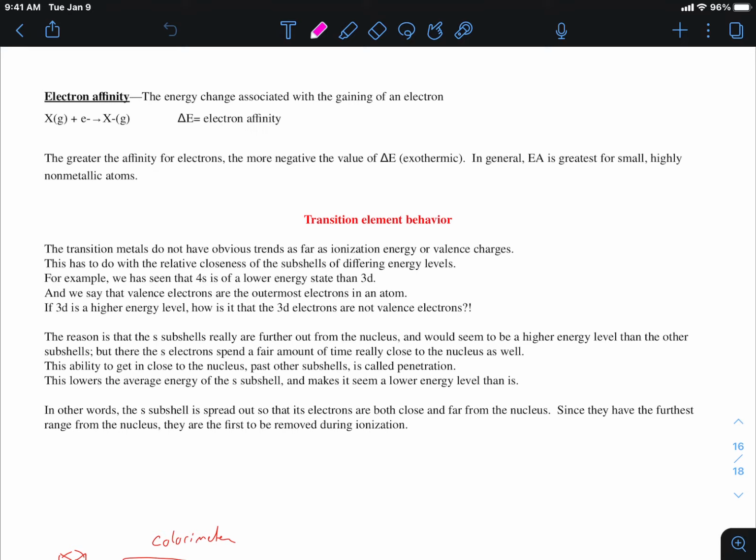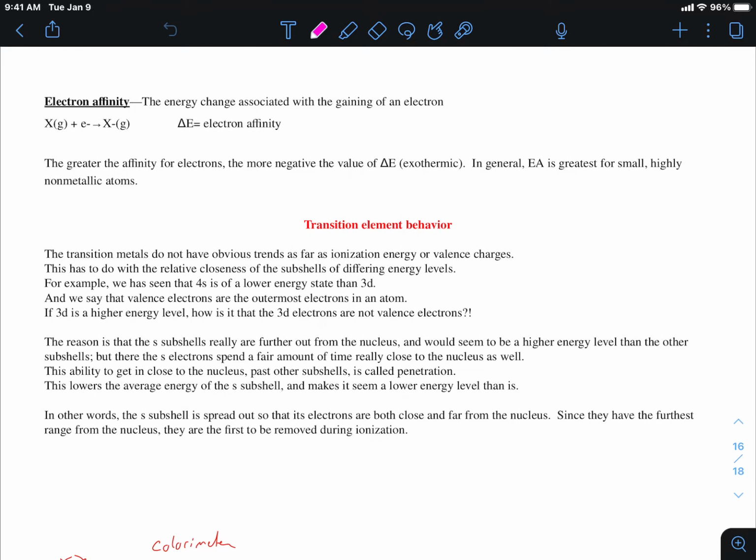So electron affinity. This is kind of a weird one. It's defined as the energy change associated with the gaining of an electron. Specifically, the gaining of an electron.